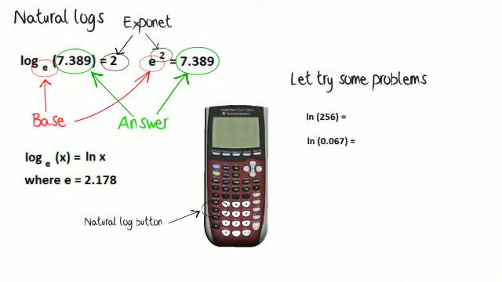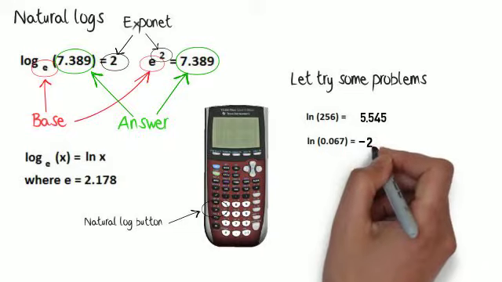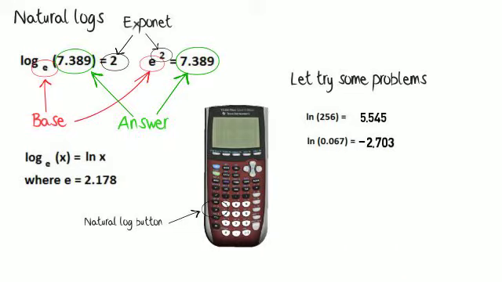The natural log of 256, we're just going to type in ln 256, so you should get 5.545. The natural log of 0.067 is negative 2.703.